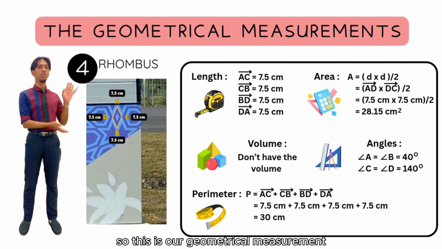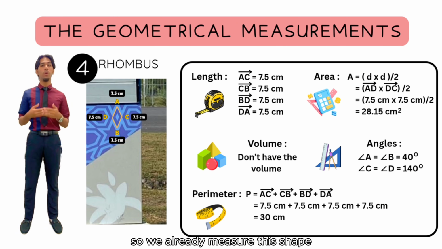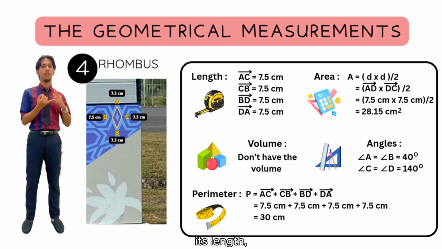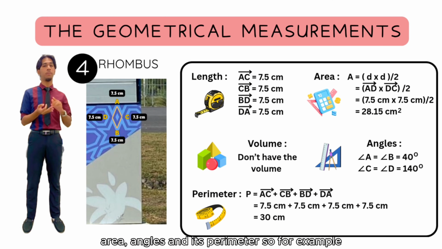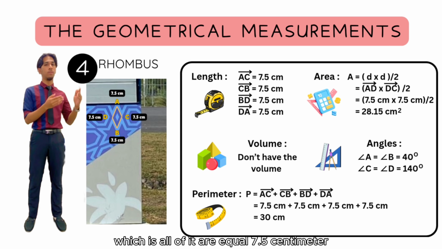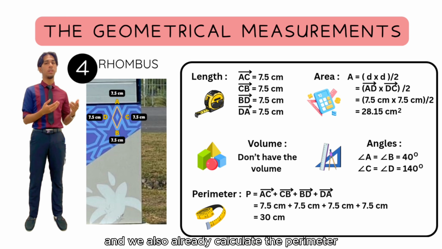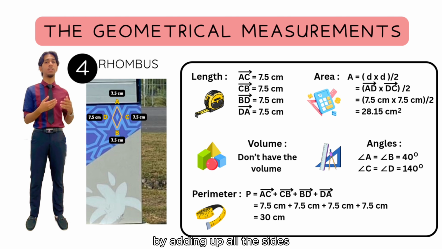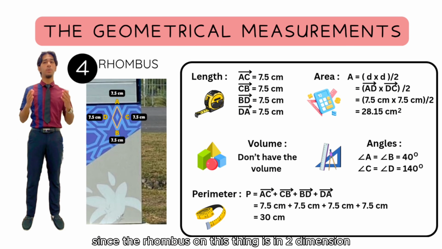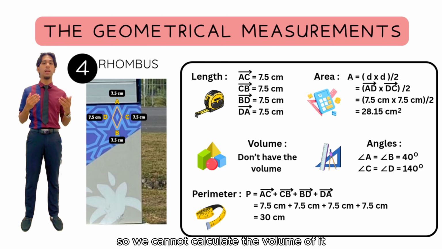So this is our geometrical measurement. We already measured this shape's length, area, angles, and perimeter. For example, we measured the sides of this rhombus, all of which are equal, 7.5 centimeters. We also calculated the perimeter by adding up all the sides, so we get 30 centimeters. For the volume, since the rhombus is in 2 dimensions, we cannot calculate the volume of it.